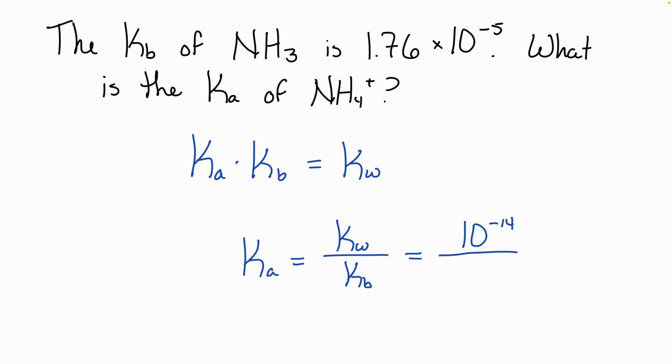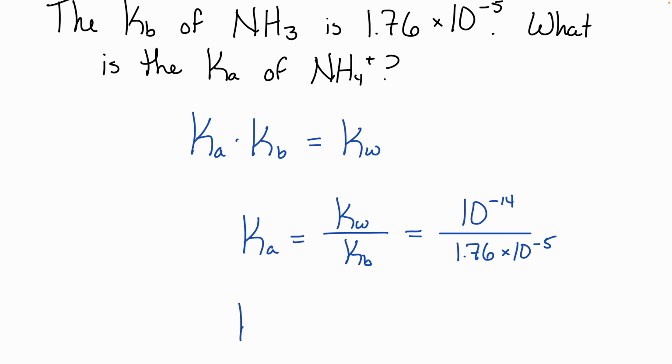All right, so I'm going to take that Kw, that 10 to the negative 14. I'm going to divide by that 1.76 times 10 to the negative 5. Right, and I get a Ka value of 5.6818 times 10 to the negative 10.